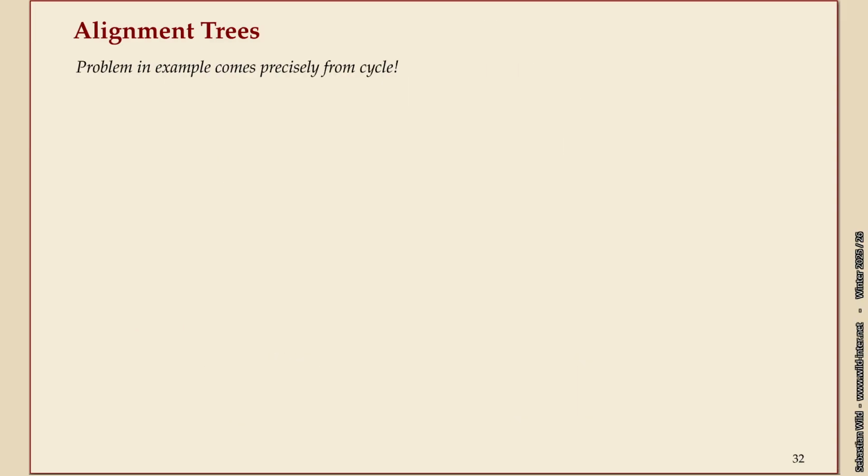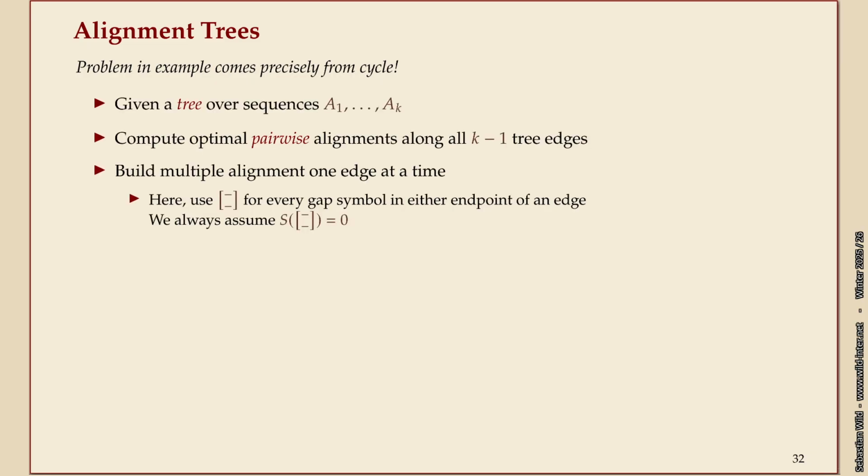The thing that goes wrong here is precisely that we looked at things in a cycle, and if you don't do that, everything's fine. In particular, you can think of arranging your sequences in some tree. So for 3, you could have done just a path. And in general, you can do a path, but it works for any tree. Then you can compute the best pairwise alignment along all of the edges. And then you can show whatever alignment you have between A1 and A2.